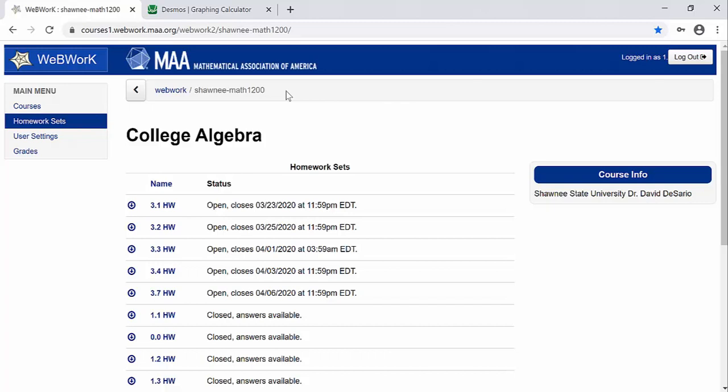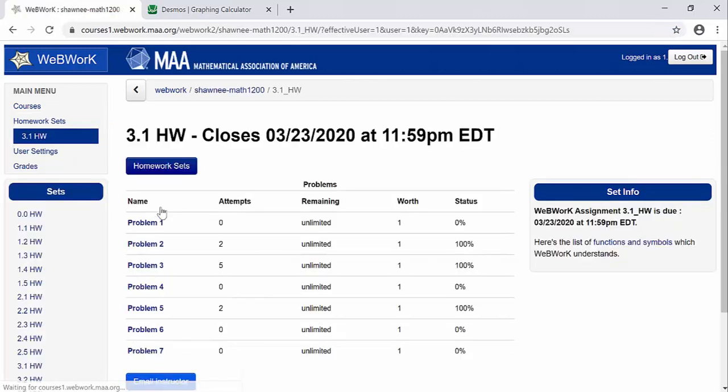In this video, I will be going over the homework exercises from section 3.1 in WebWork. In section 3.1, we studied properties of polynomial functions.